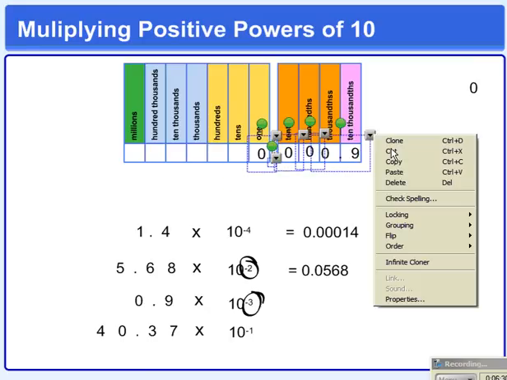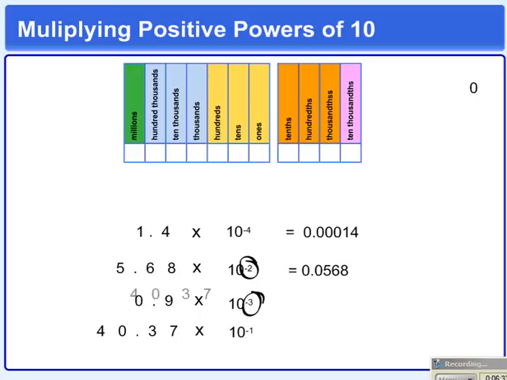And let's do our final one. Here we have 40 and 37 hundredths times 10 to the negative 1. We would just shift 1 place, put our decimal in, and we now have 4 and 37 thousandths.